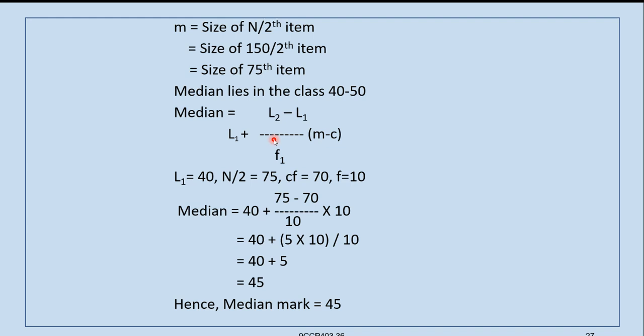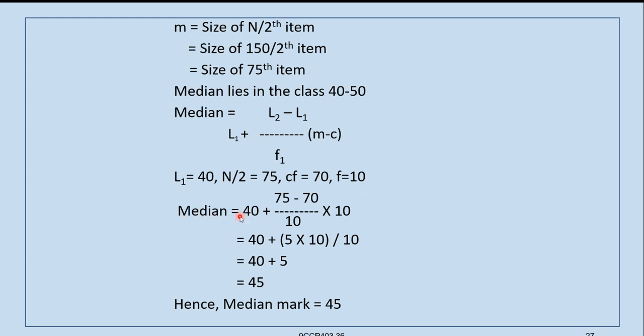Formula you can write again. Median is equal to, you please take note, median is equal to L1 plus n by 2 minus Cf by F into I, where L1 is equal to 40, n by 2 is 75, Cf is 70, and F is 10.